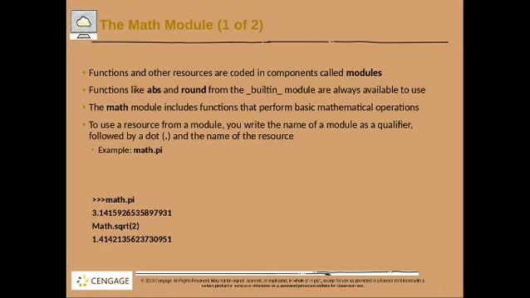The math module includes functions that perform basic mathematical operations. If you want to get a resource from a module, it's usually followed by a dot and then the name of the function within that module. So you have pi and the square root functions.